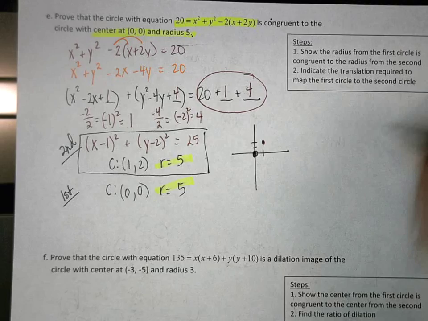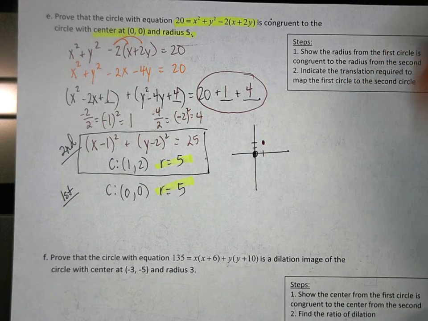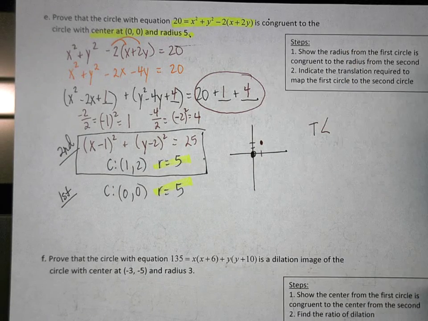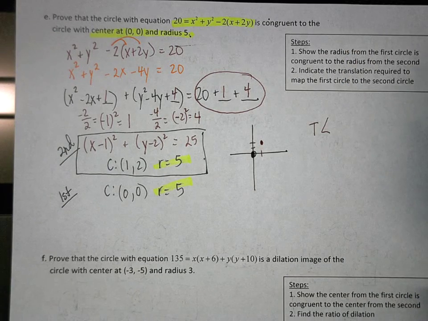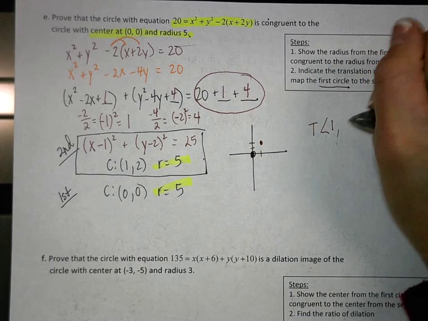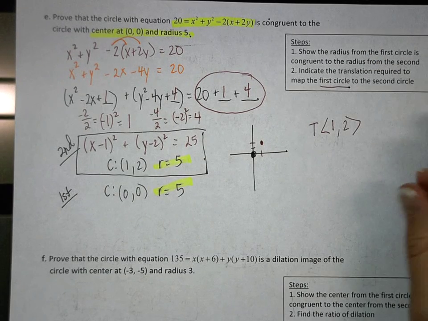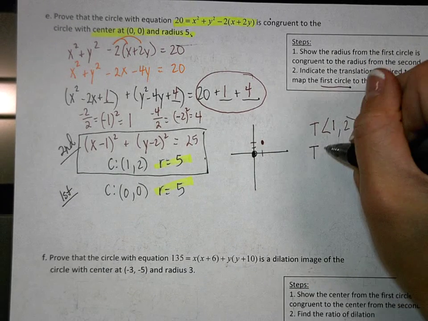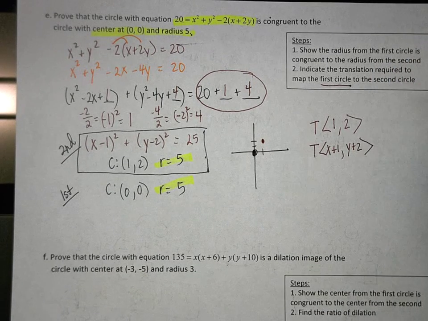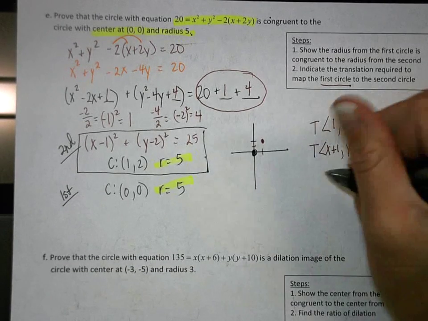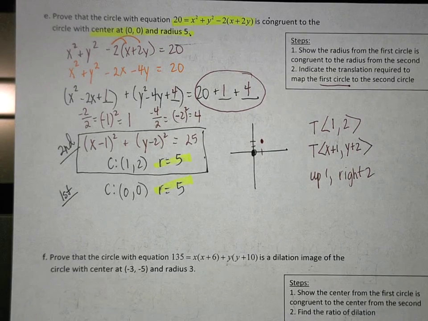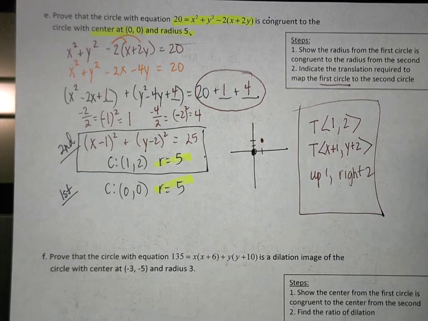And so where would you have to move it? Right 1. Right. Up 2. Up. Okay, to map the first circle to the second circle. Good. So you go right 1 and then up 2. Another way you could have this written is, you know, x plus 1 and y plus 2 in the translation like that. If you said up 2 and right 1, that would also be acceptable. Basically, this is 3 different ways it could be written. Okay?